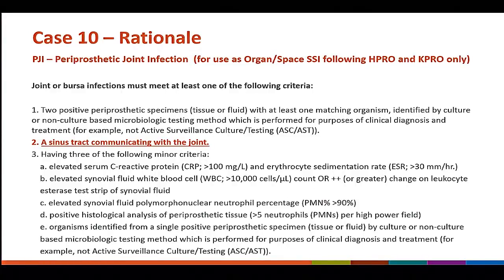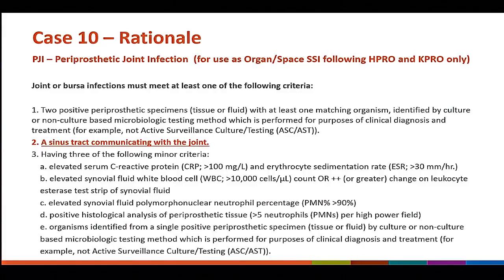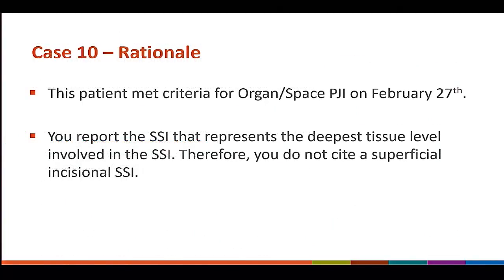We meet it, we have a sinus tract. The fact that there was a notation of a tract starting at the superficial tissue level, terminating into the joint space, where there's purulence noted all the way down, this definitely sounds like a sinus tract. So that would be the answer to the question. So this is a sinus tract communicating with the joint. This is a PJI. The patient met criteria for organ space PJI on February 27th.